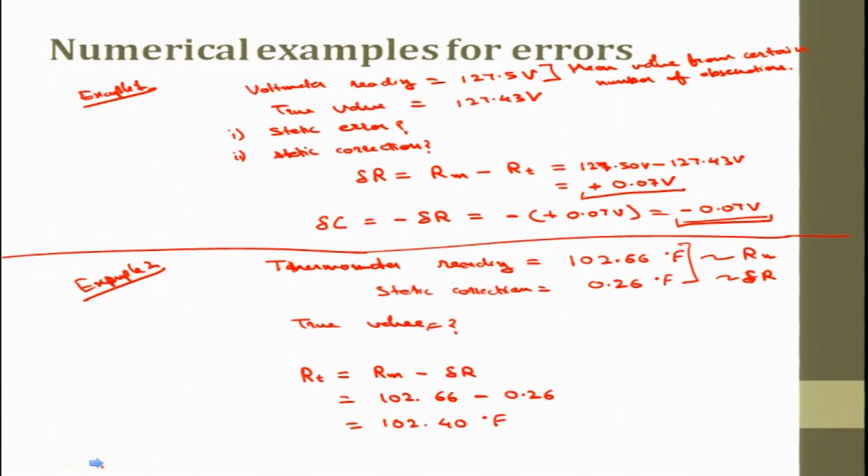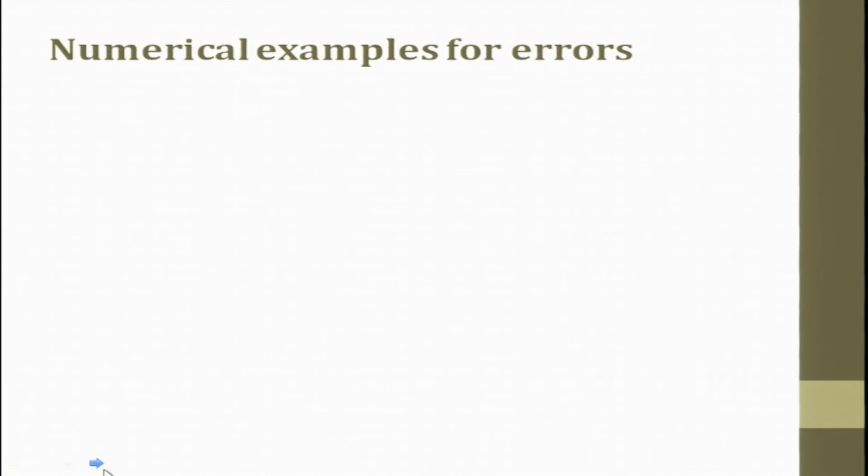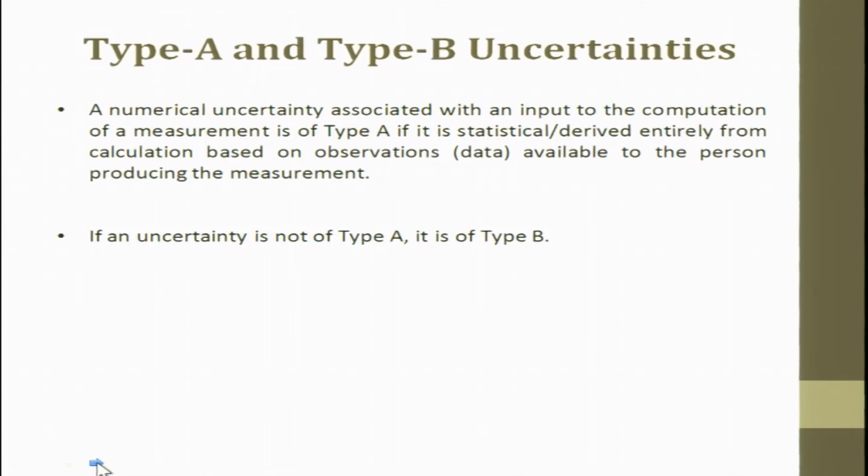Multiple examples can be solved here, so we'll put some questions in the quiz as well. Similar examples can be solved using these relations, relations for relative errors and relations for absolute errors. I'll focus more on the theoretical part in this course. Next is type A and type B uncertainties. It is important to know what type A and type B are. The type A uncertainty is the numerical uncertainty that is associated with an input to the computation of a measurement.